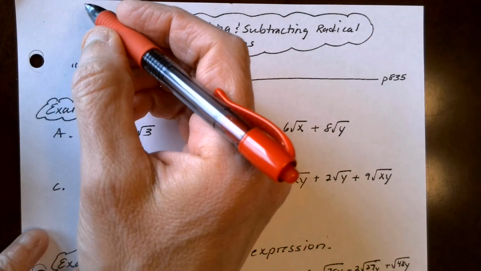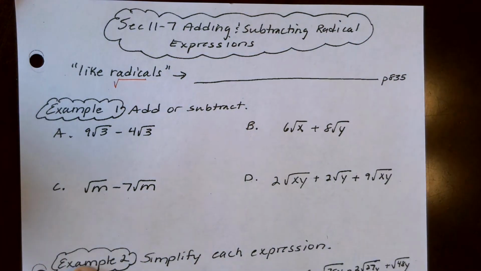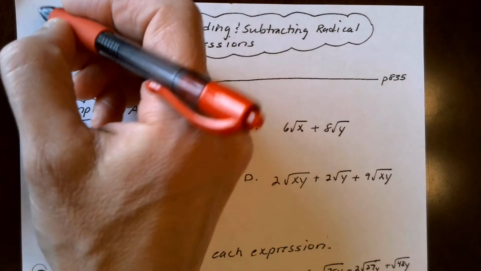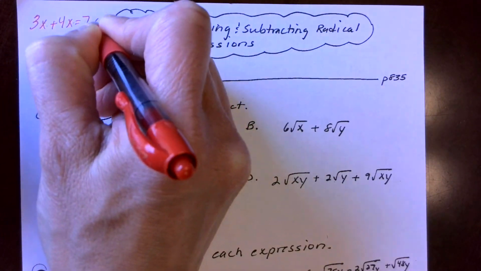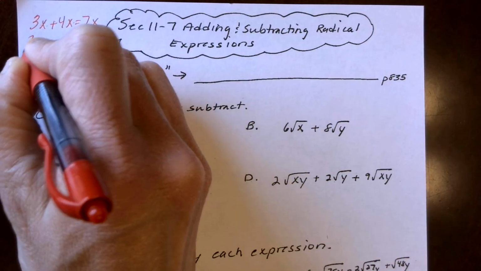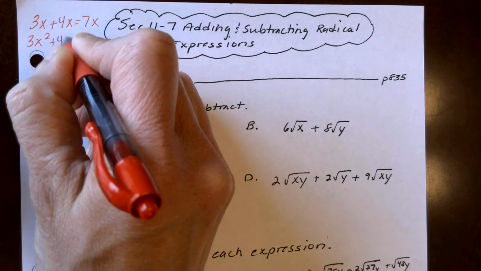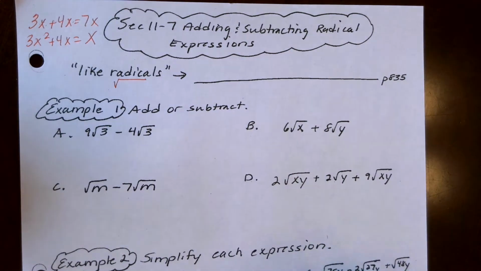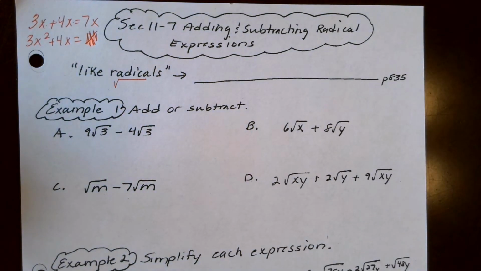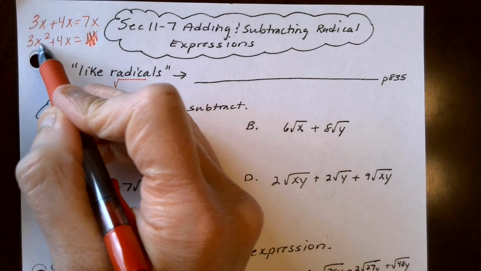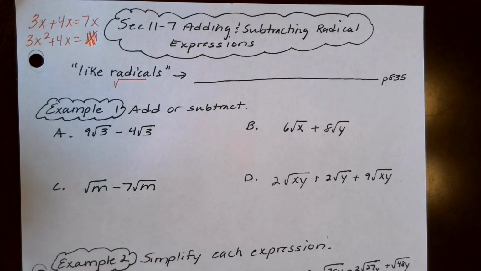Okay, so we have talked in the past about like terms, haven't we? We've talked about how you can add a 3x and a 4x and get a 7x, but you cannot add a 3x squared and a 4x. No, you can't put those together, can you? Because they're not like terms. You can't put an x squared with an x.